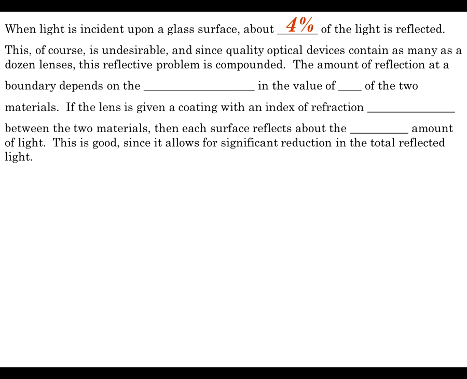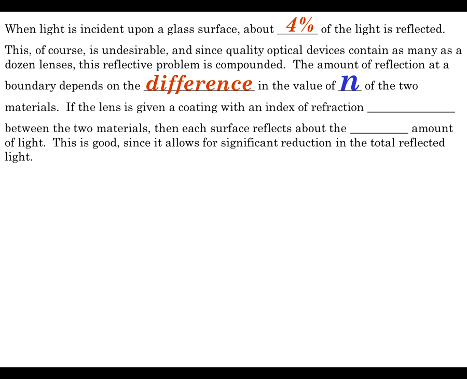It causes distortions. It causes basically reductions in the quality of the image, and the amount of energy passing through is reduced. The amount of the reflection at a boundary between two different mediums depends on how much difference there is in the two mediums, namely the value of the index of refraction. If the difference is bigger, the reflection is bigger. So that's something to keep in mind.